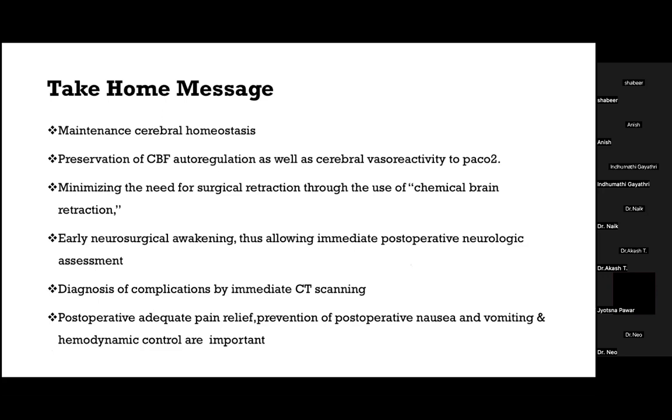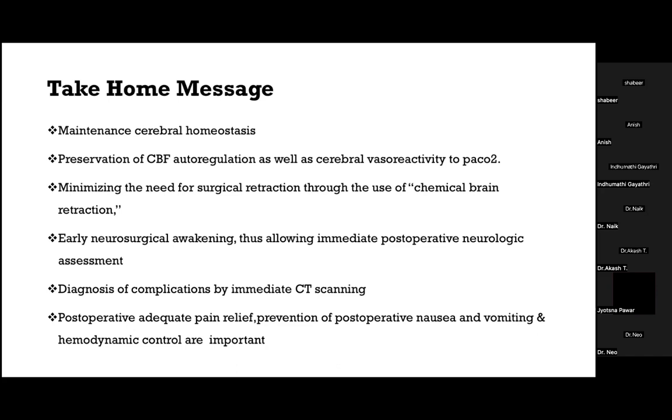So to conclude, the take-home message is to maintain the anesthesia for supratentorial surgeries, maintain the cerebral homeostasis, preserve the cerebral blood flow, autoregulation, as well as cerebrovascular reactivity to PaCO2, and minimize the need for surgical retraction through the use of chemical brain retraction concept, and early neurological awakening, thus allowing immediate postoperative neurological assessment.